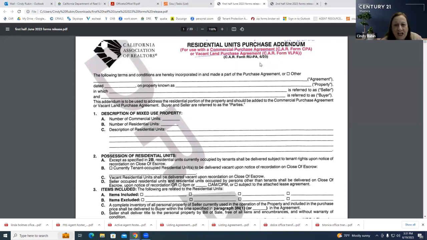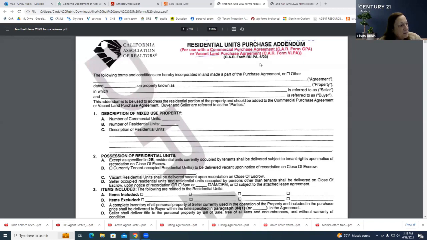So this form change is great because this comes up all the time. I'm selling a piece of commercial property, but it has one unit that someone could live in. Do I sell it as residential? Do I sell it as commercial? What do I do? Same thing with vacant land. Sometimes we sell a property, and this has happened recently, where it's mostly vacant, but there's like a little shack or a trailer or something on it.